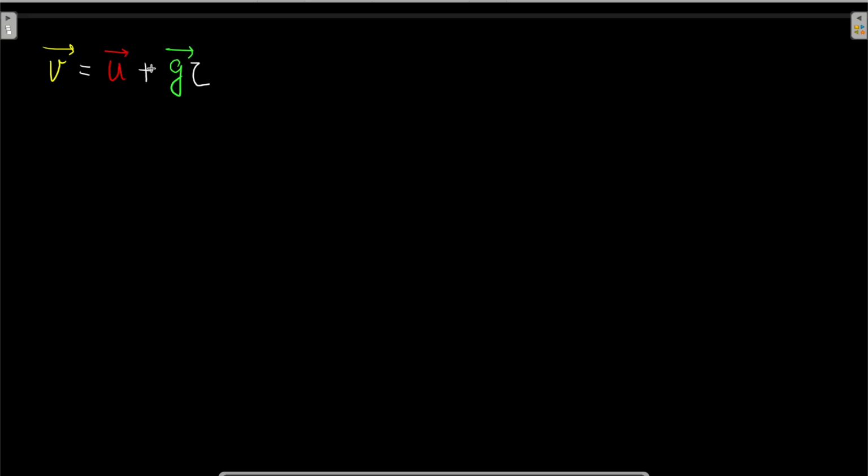Now, how do we read this? We read it this way so that we can interpret it geometrically also. We'll read it like: v vector is u vector plus g vector scaled by tau. This is nothing but v equal to u plus at. But since we want to interpret this geometrically, we are writing it this way.